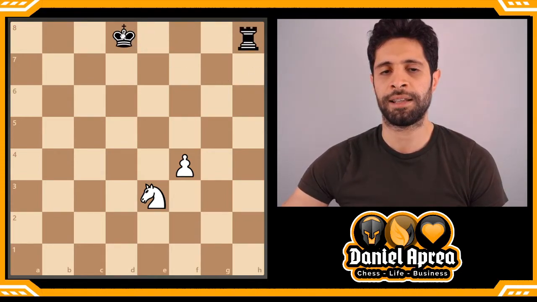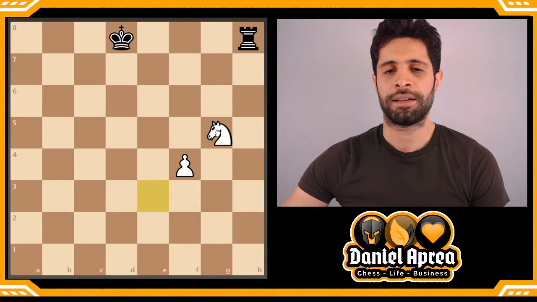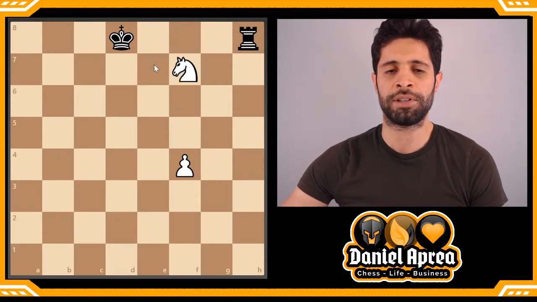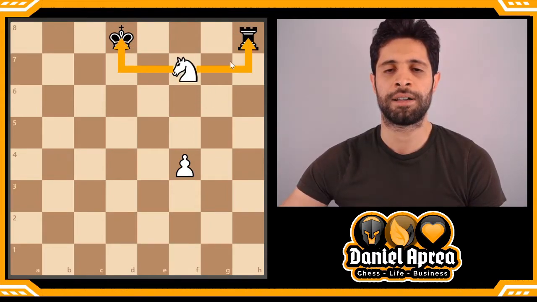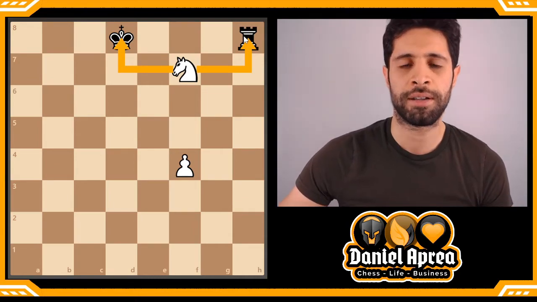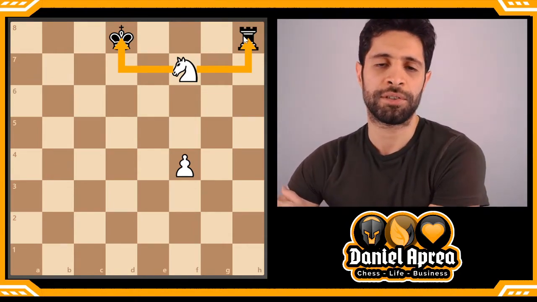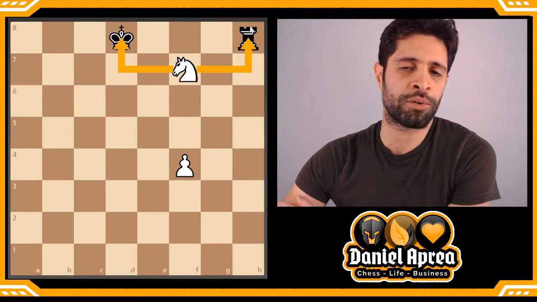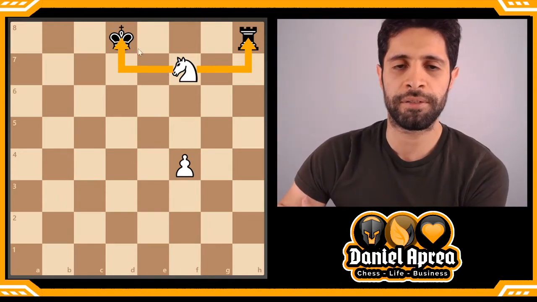And a fork can also be pulled by a knight. So let's say you have a rook here, and a king here, and the knight here. The knight can jump here and fork the king and the rook. So this is called either a double attack or a fork, forking these two pieces.